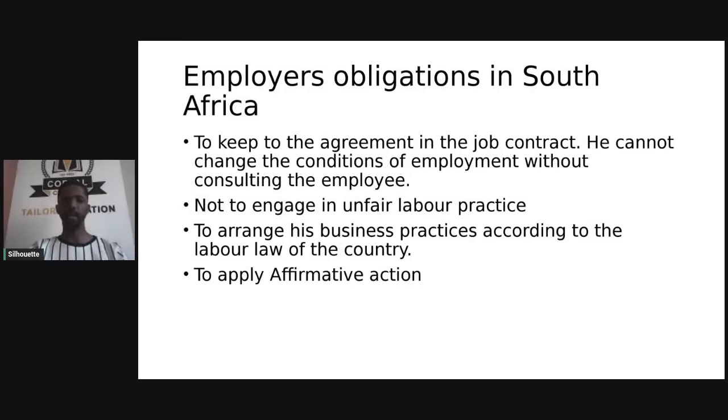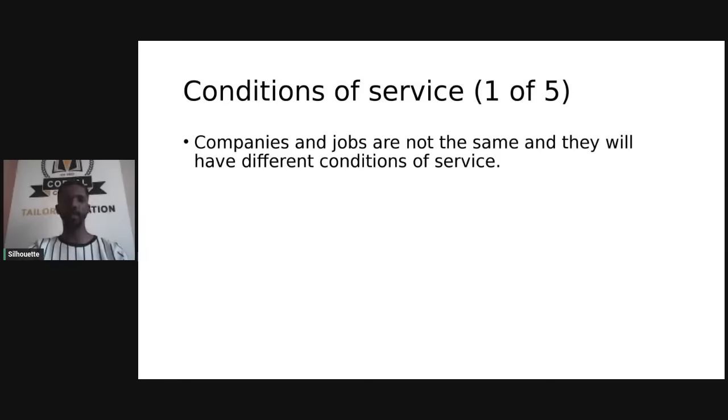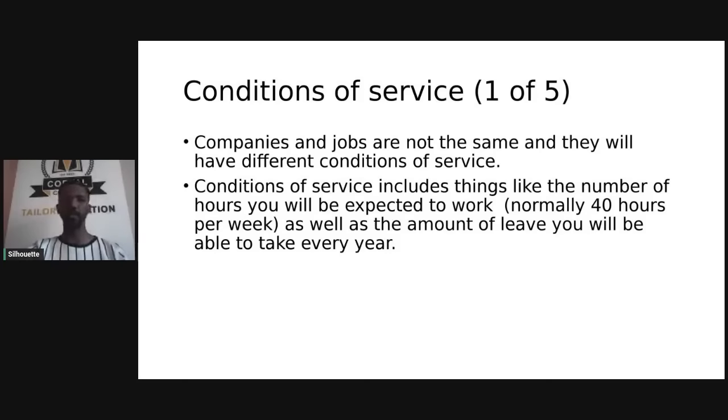And then they have to apply affirmative action. Affirmative action, we're going to talk about it a bit later also. And then they must also ensure that there is equity. They must also apply the Equity Act in the workspace as well. Okay. And now we are talking about what to expect in the job contract. So conditions of service are as follows. The companies and jobs are not the same, so they will have different conditions in terms of service.